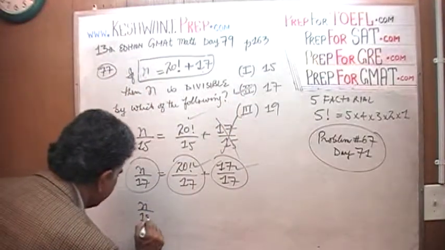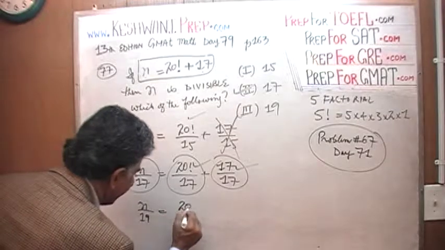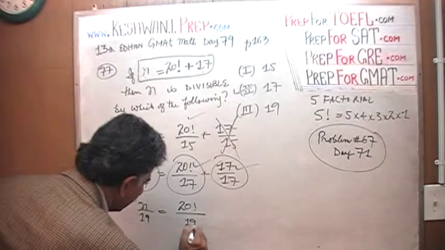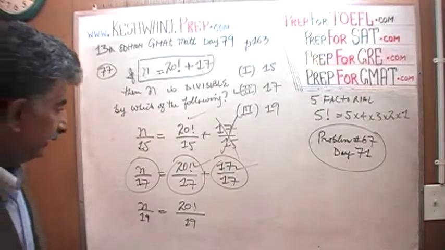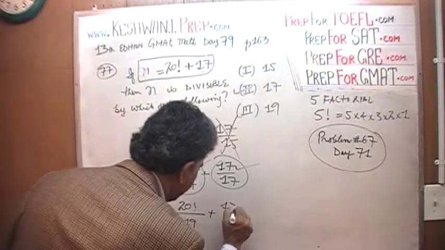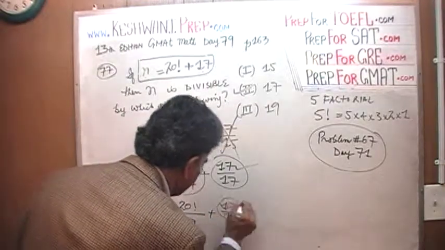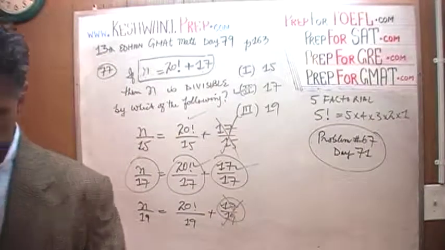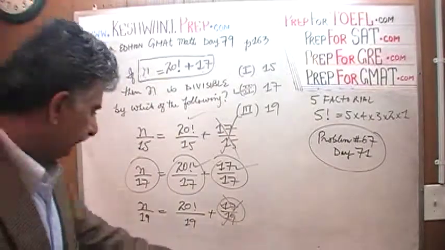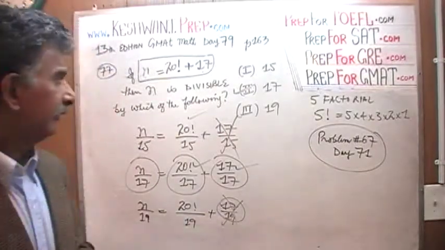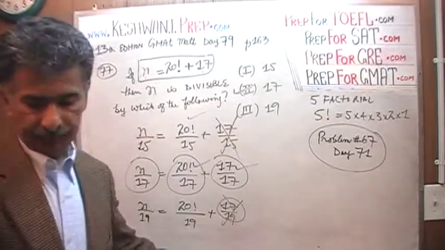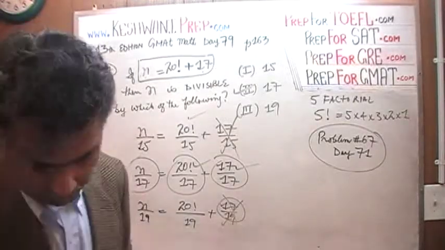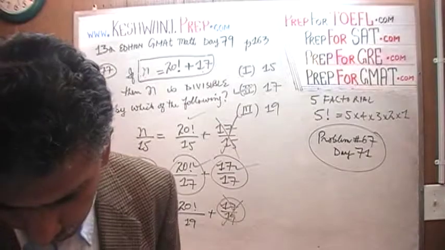N divided by 19, 20 factorial can be divided even into 19, but this other part, 17, cannot be divided into 19. No sir, it doesn't work. That's it. It doesn't work. The answer is 2 only. Whatever that answer choice was, 2 only was answer choice C.